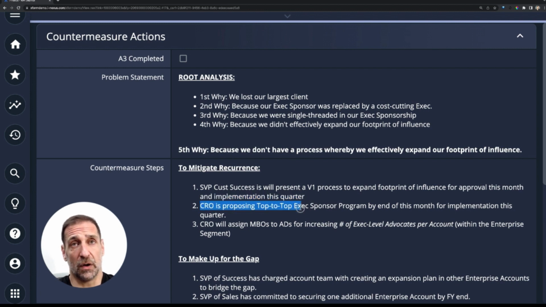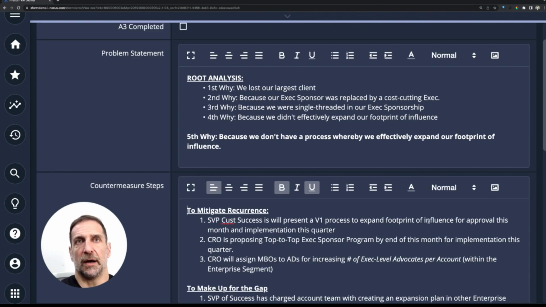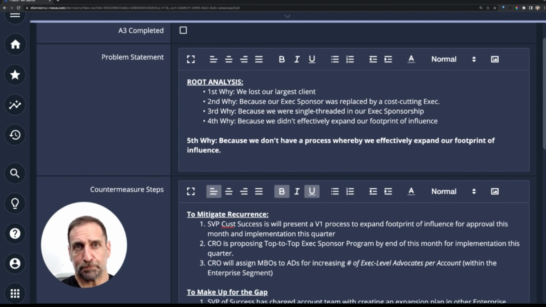Additionally, I as CRO am proposing by the end of this month a top-to-top executive sponsor program that is additive and supplements number 1. A number of execs from our side will engage with a number of execs from the other side to build that out. It might be part of this process or separate from it, but I am implementing that. And lastly, I am assigning MBOs or OKRs or some sort of metric to the account directors below the SVP of sales, whereby they're measured on increasing the number of executive-level advocates per account, just within the enterprise accounts. Those 3 things will help us mitigate recurrence.